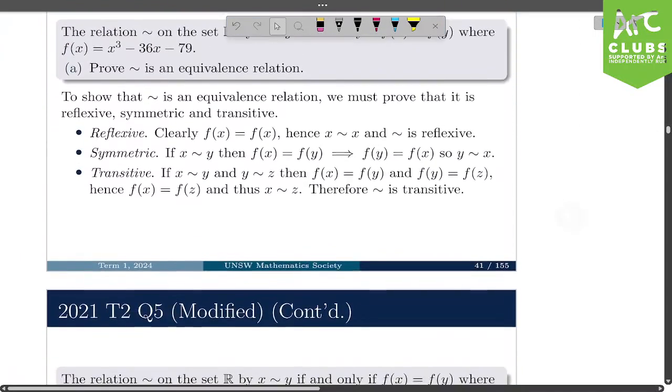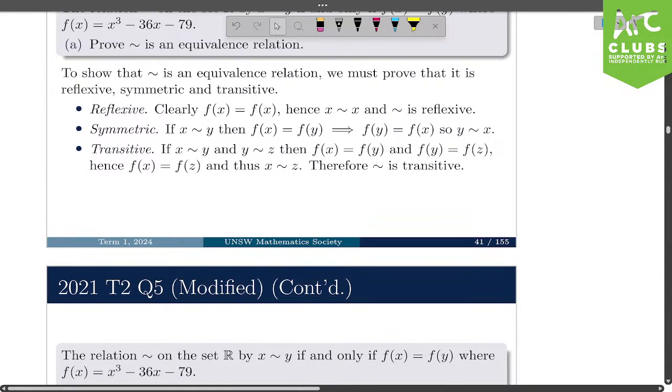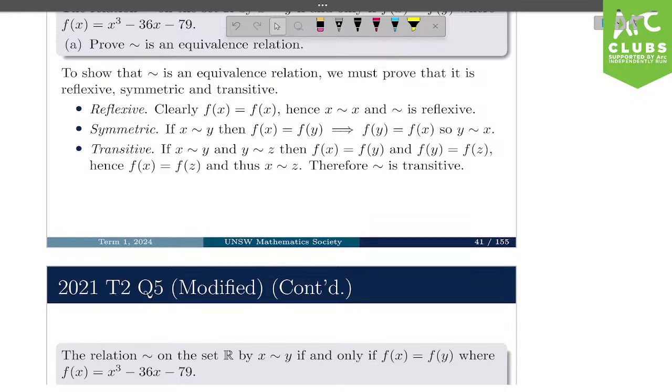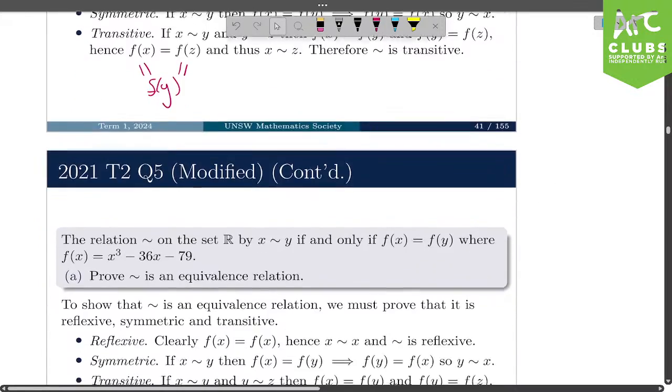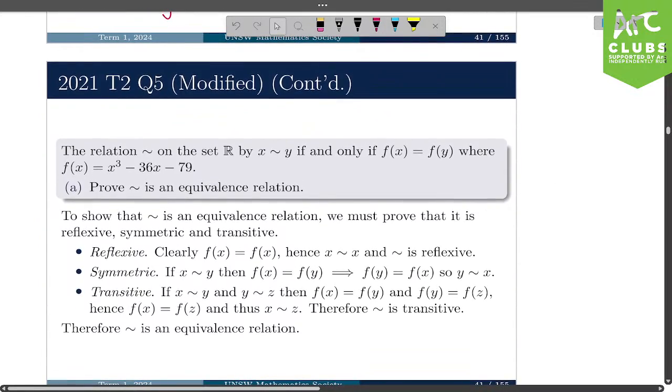And to show it's transitive, if x relates to y and y relates to z, then f of x equals f of y and f of y equals f of z. It's pretty obvious, but if it helps, I'll just put f of x is equal to f of y, which is equal to f of z. And thus, x relates to z. And therefore, our relation is also transitive. And since it's all three, it is an equivalence relation by definition.